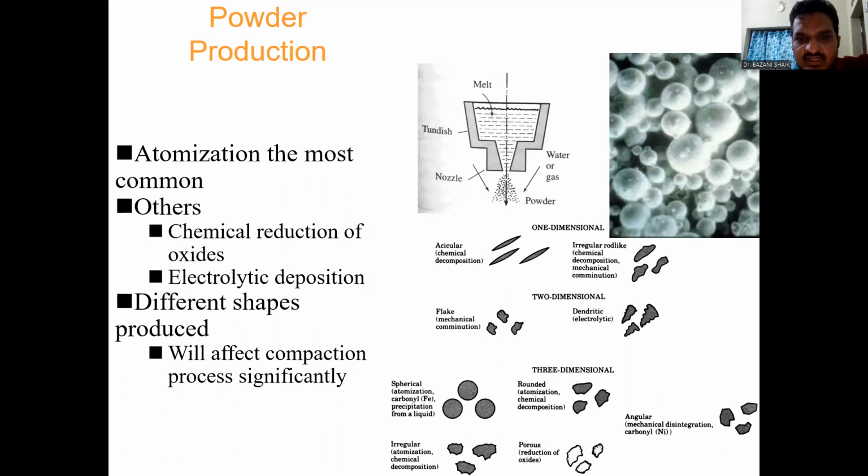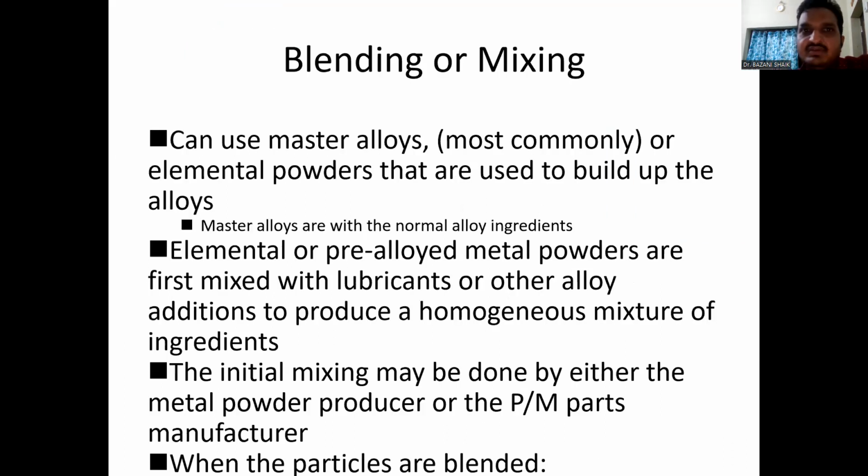And coming to three-dimensional, like spherical atomization, carbonyl precipitation from the liquid, how rounded atomization, chemical decomposition takes place, how the angular mechanical disintegration, carbonyl, and how this atomization, chemical decomposition, reduction of oxides, how this atomization is the most common. Others are chemical reduction of oxides and electrolytic deposition, and how different shapes produced will affect compaction and processing significantly.